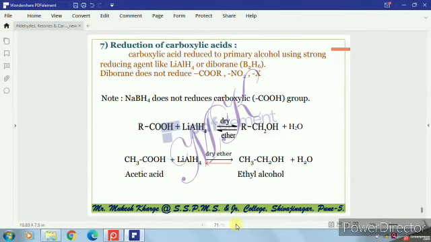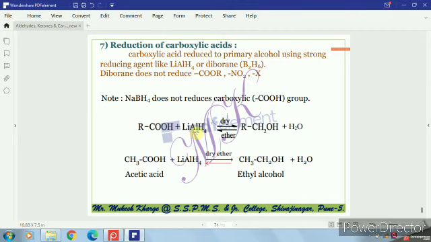Then next reaction is reduction of carboxylic acid. Carboxylic acid is reduced to primary alcohol using strong reducing agent such as LiAlH4, lithium aluminum hydride, or diborane B2H6. But diborane does not reduce COOR, that is ester, NO2, nitro, and X, that is halo groups. And one more thing is that NaBH4 cannot reduce the COOH group.